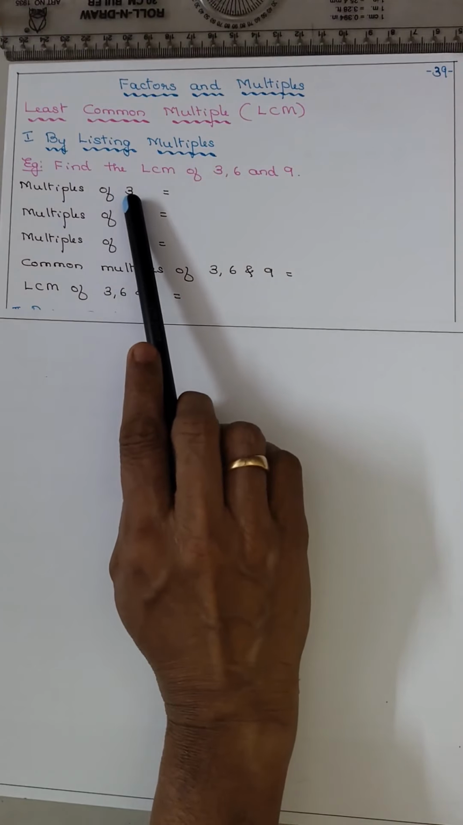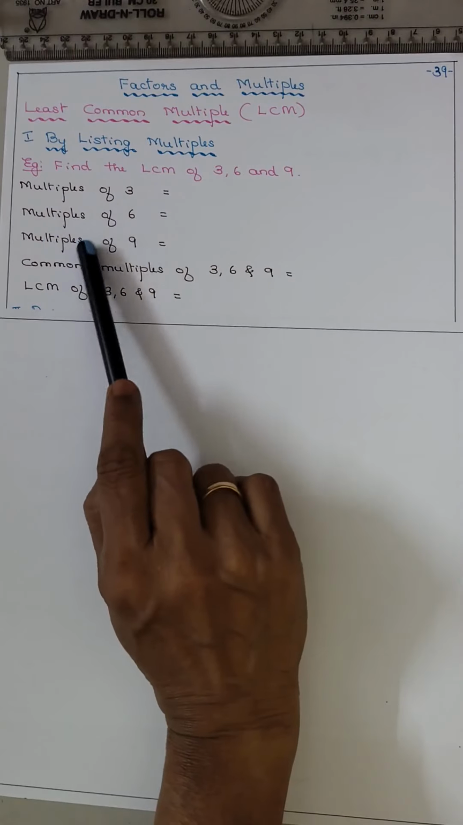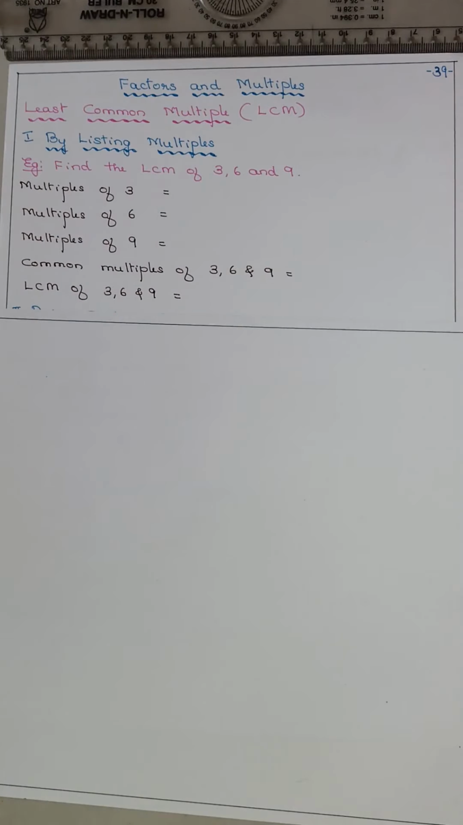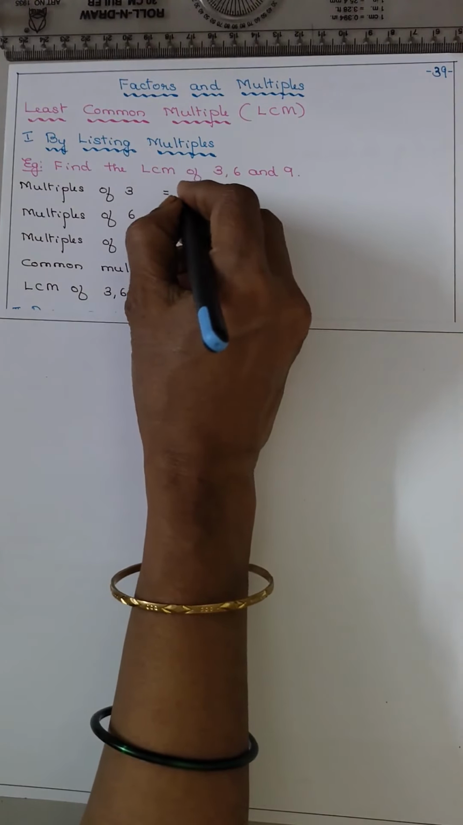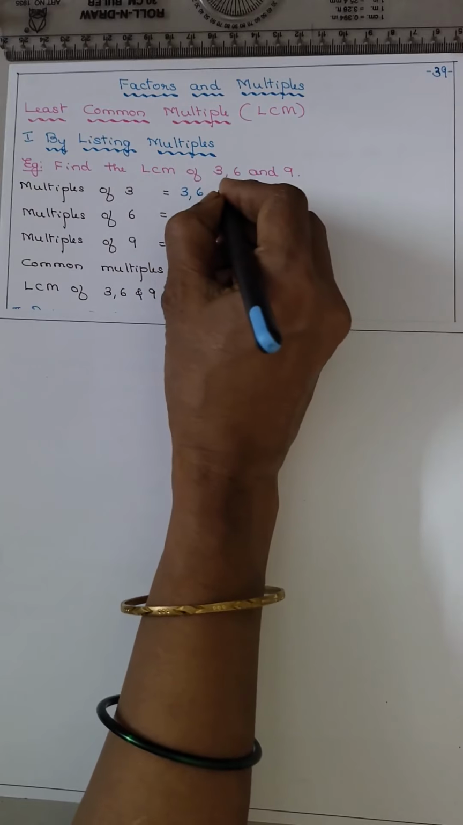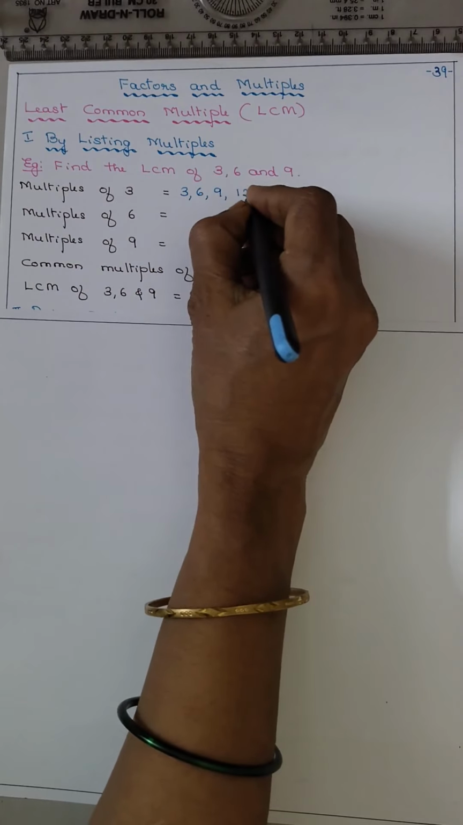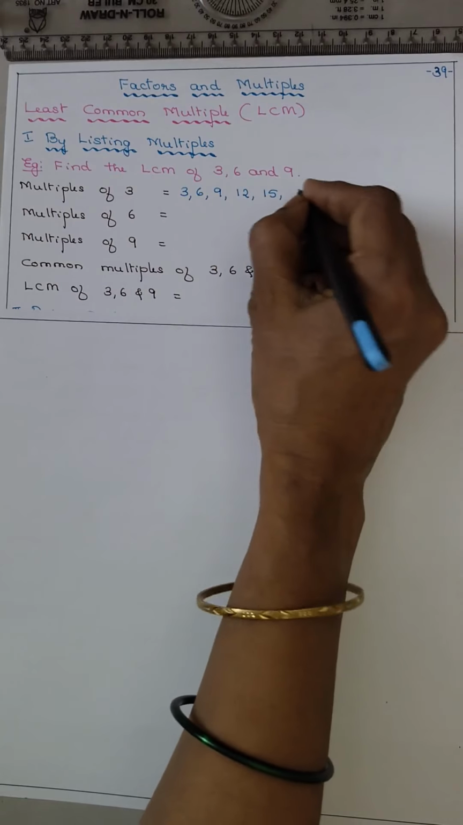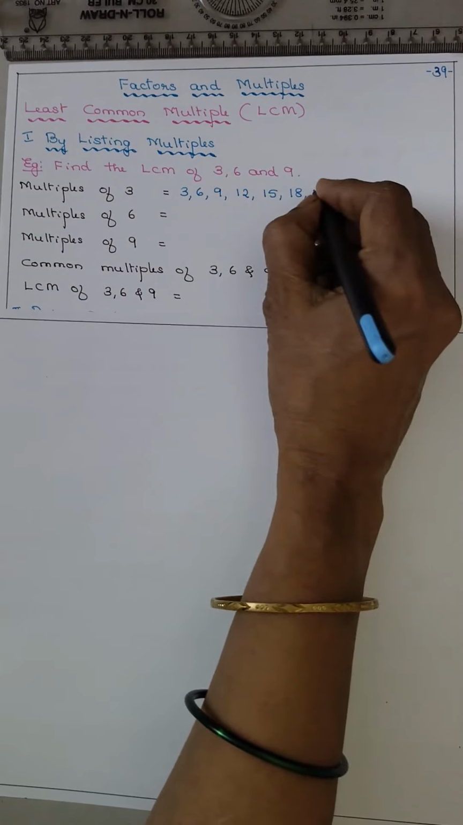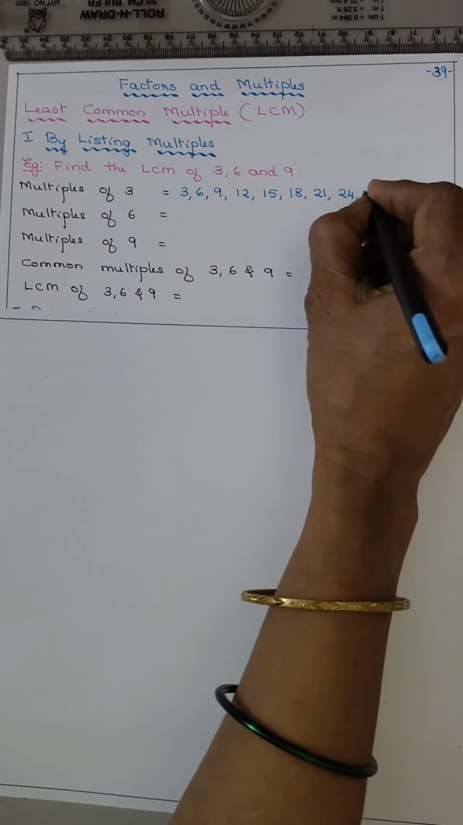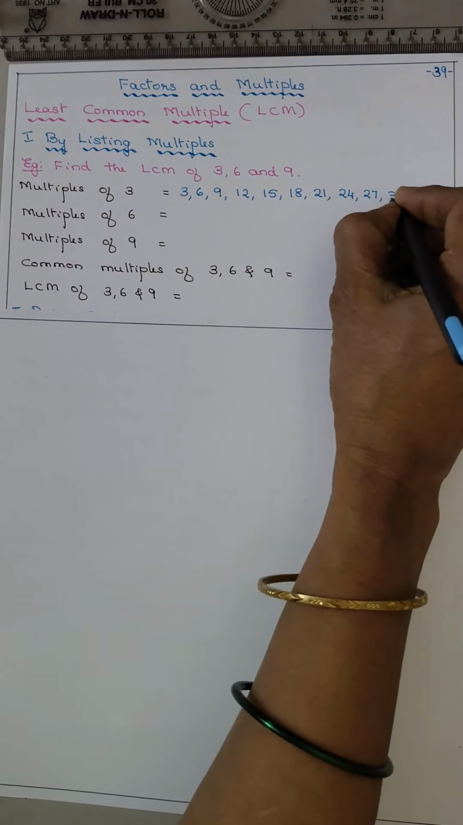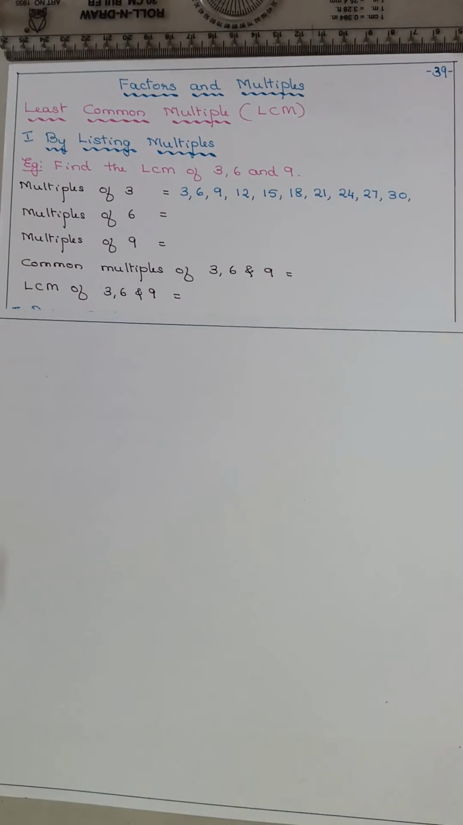So first multiples of 3, multiples of 6, multiples of 9. So write the multiples. Multiples means tables. You remember? So like that you have to write. So 3 1s are 3, 3 2s are 6, 3 3s are 9, 3 4s are 12, 3 5s are 15, 3 6s are 18, 3 7s are 21, 3 8s are 24, 3 9s are 27, 3 10s are 30. Till 30 you write, it will continue.